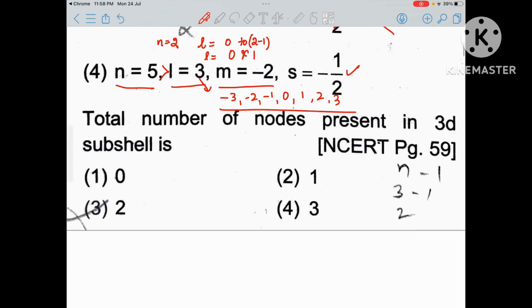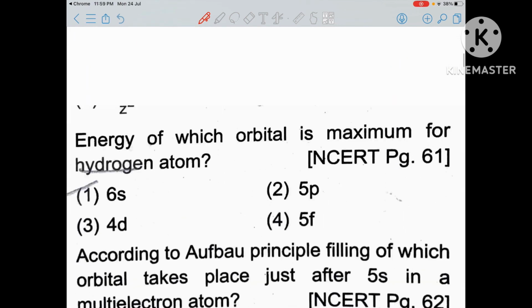Moving to the total number of nodes present in the 3d subshell. Very easy. The formula for total nodes is n minus 1, for radial nodes the formula is n minus l minus 1, and for angular nodes the formula is l. What he's asking is just n minus 1. So for 3d, what is n? I told you it is the integer 3. 3 minus 1 is equal to 2. The answer is 2.